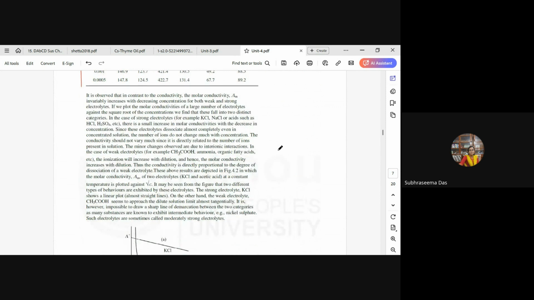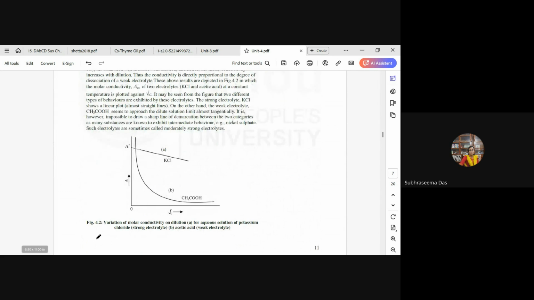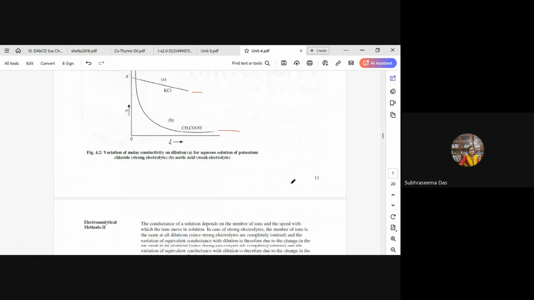So here, from figure 4.2, we took the plots. From the plots we see lambda m versus the concentration. Here this is for acetic acid and here this is for KCl. For KCl the drop is very sharp, whereas here the drop is gradual for the acetic acid.